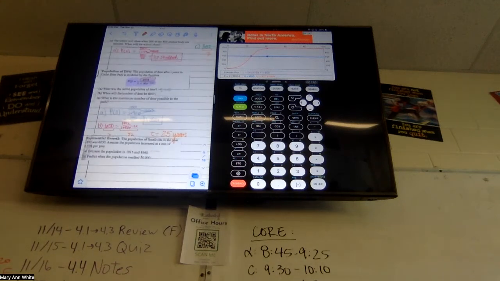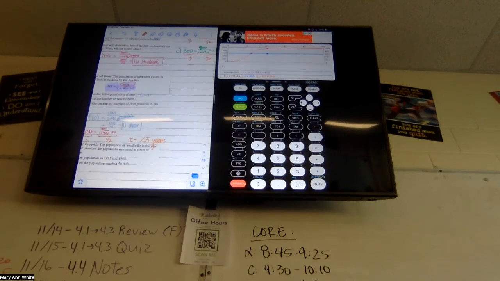All right. And then letter C says, what is the maximum number of deer possible in the park? 1001. Very good. Just like we talked about literally 2 seconds ago, Barrett knows that 1001 is the maximum that we can have. It's my horizontal asymptote. The other word I used for it was limit to growth. So we can't grow any more than 1001. That's my limit. That's the most it can be.